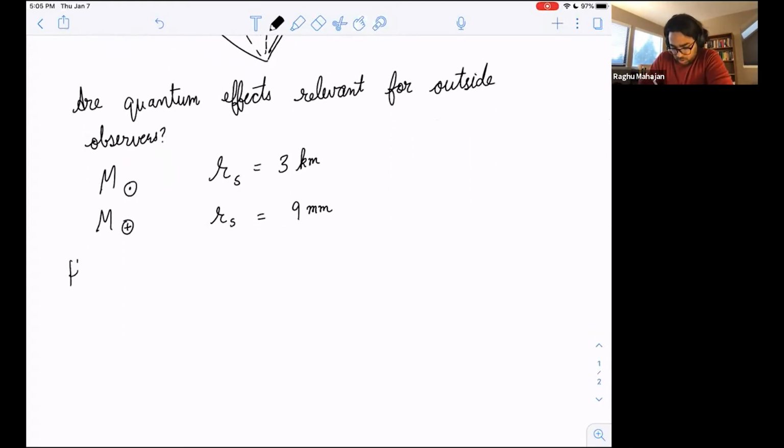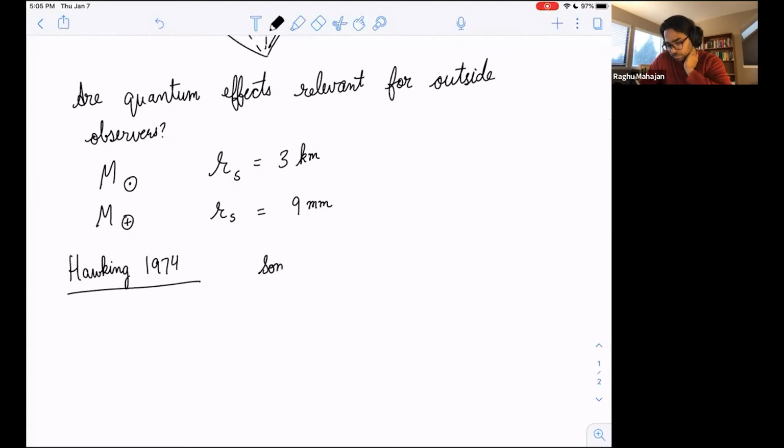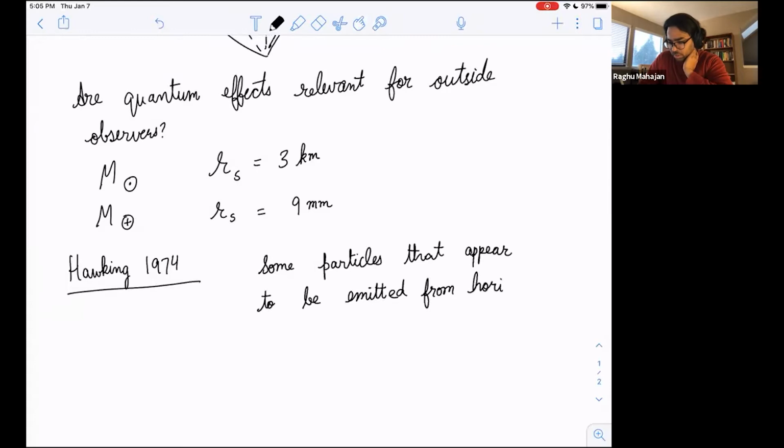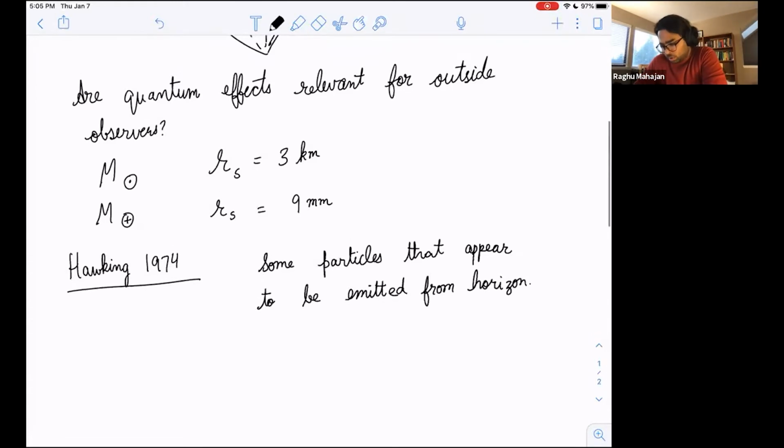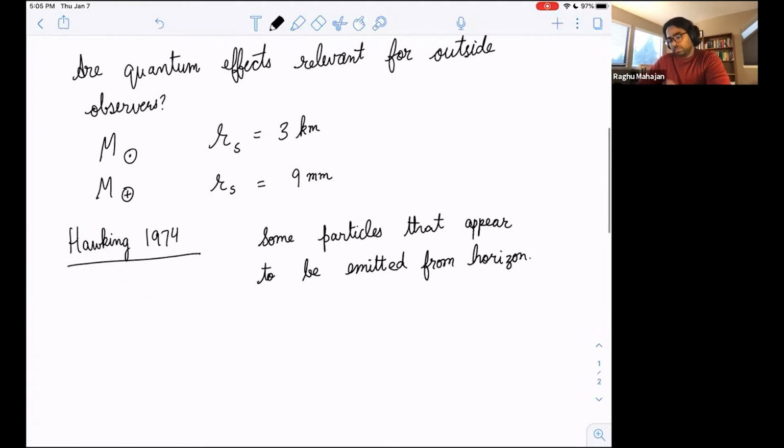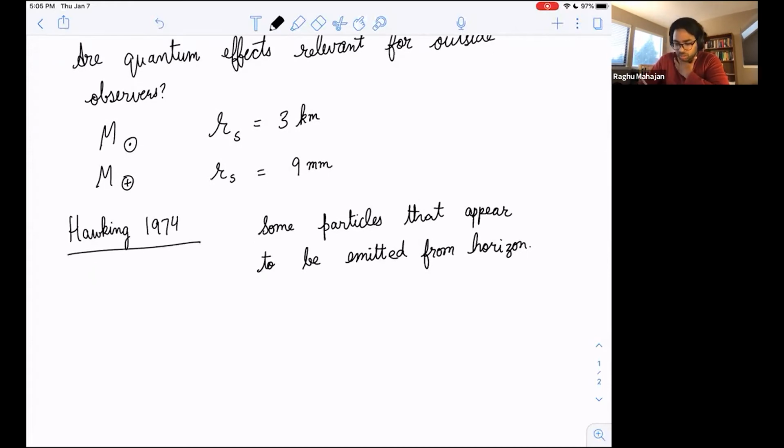But then Hawking in 1974 showed that quantum effects are actually relevant even for outside observers. There are some particles that appear to be emitted from the horizon. And the horizon is a place where we think we understand the physics. So Hawking's derivation is undoubtedly correct. We can't say there is something unknown about quantum gravity and we don't know what's going on. Hawking says that some particles appear to be emitted and they carry energy.